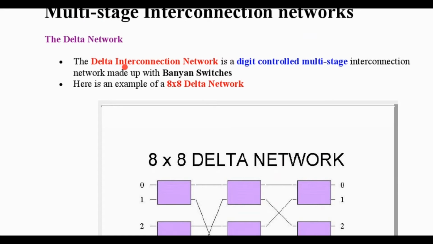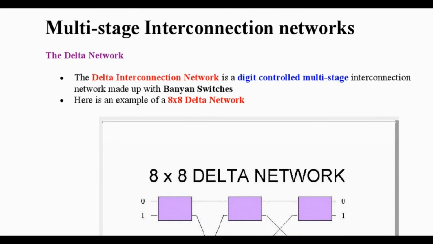The delta interconnection network is a digit controlled multi-stage interconnection network made up with Banyan switches. And so, Banyan switches are also an important part of this multi-stage interconnection network design. At the same time, I believe that this stage thing needs a little bit of attention.